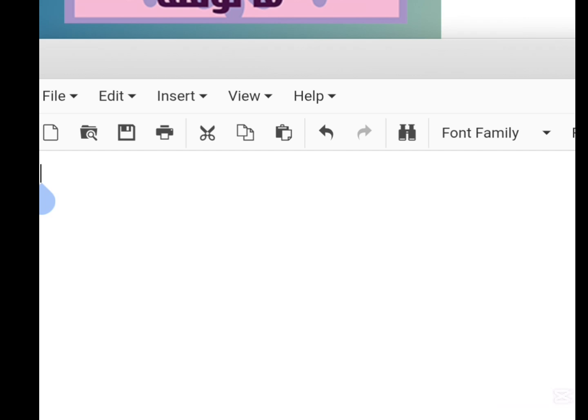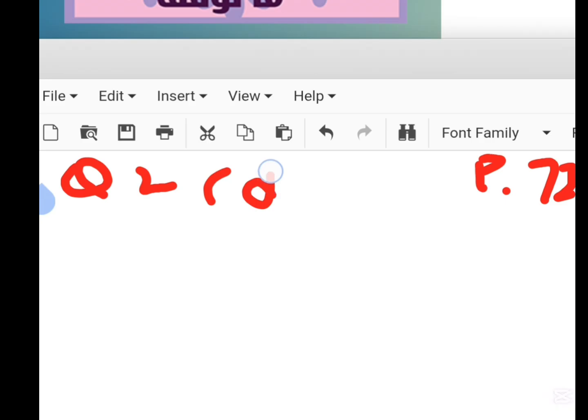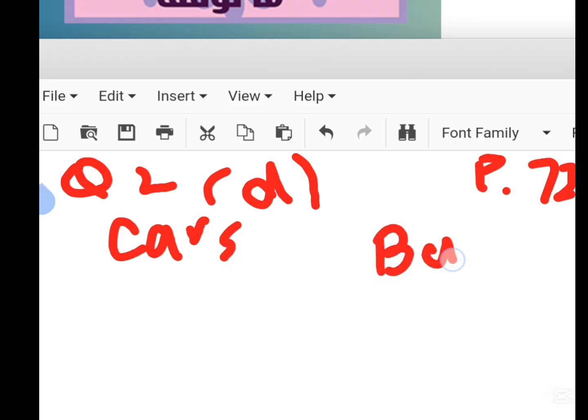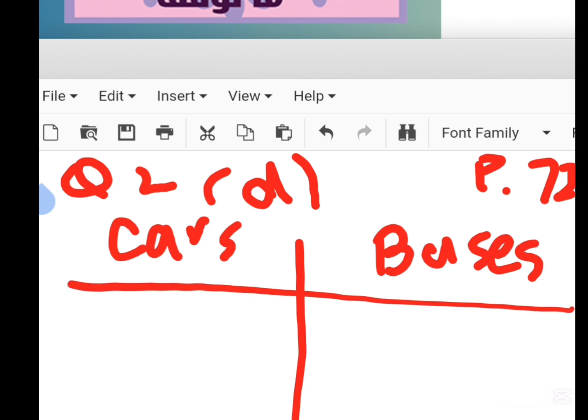Okay, page number 72, question number 2, part D. I'm sorry, I cannot write it clearly here, and we have to write the cars and buses. Okay, for example, if we have 3 cars and if we have 2 buses. So what is the question?